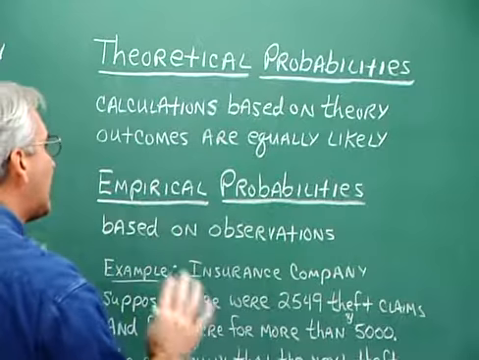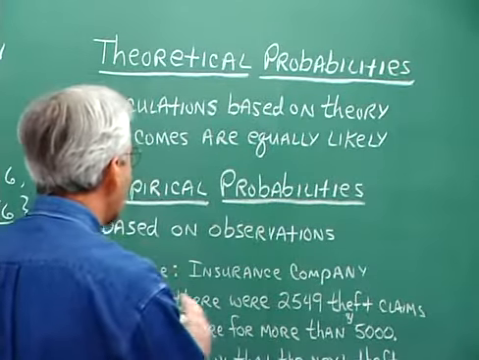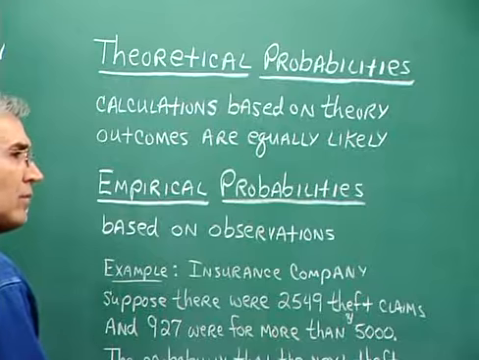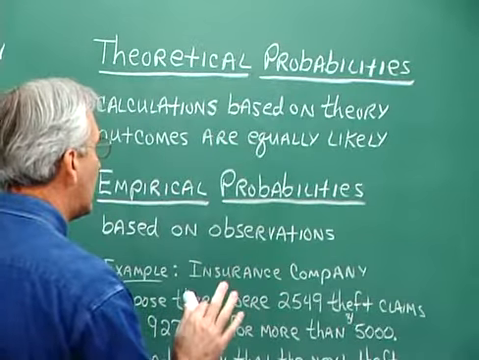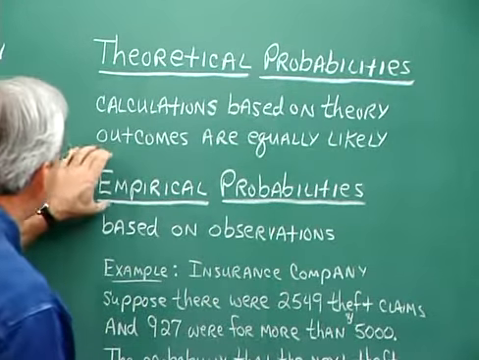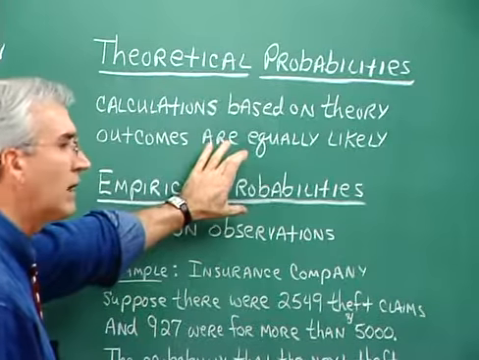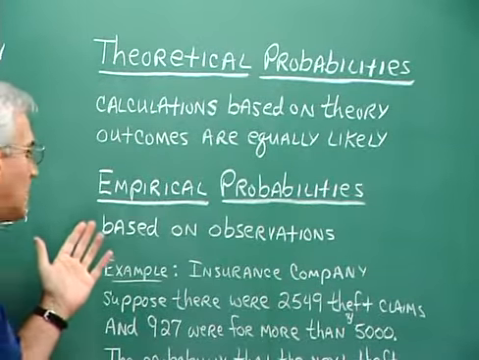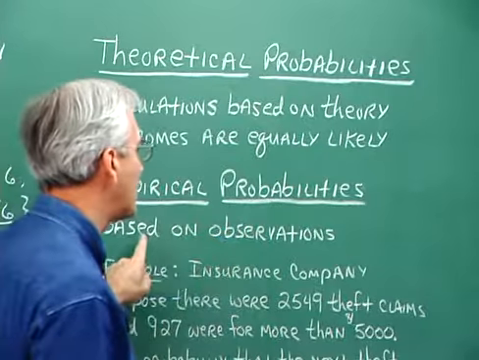Now, there's another kind of probability. There's another way to calculate probabilities, or another arena in which probabilities are calculated. And those are empirical probabilities. And I'll give you a couple of examples, but they're based upon observations.